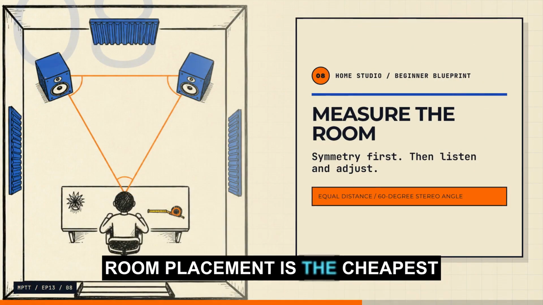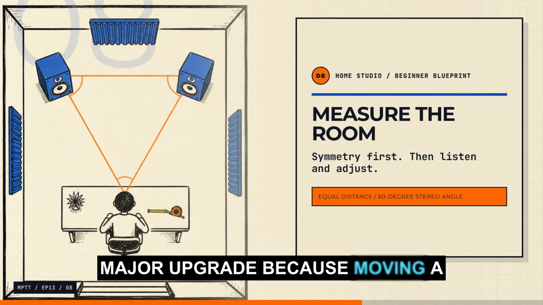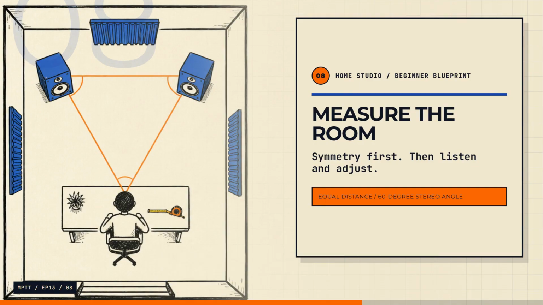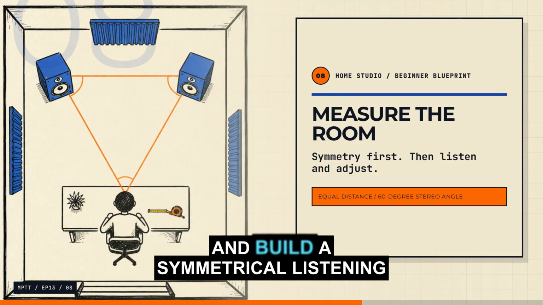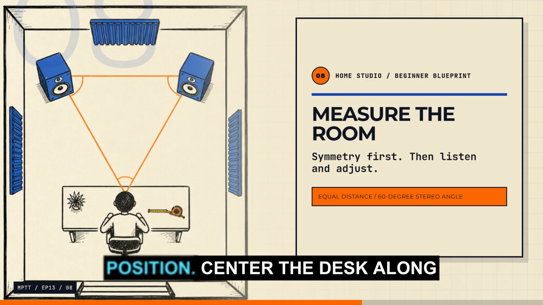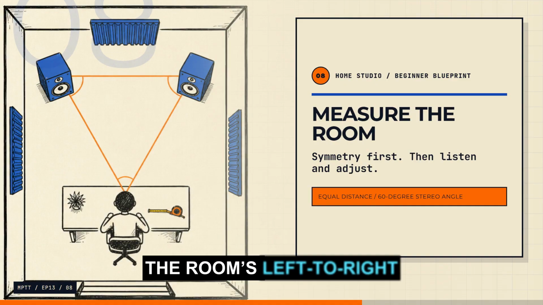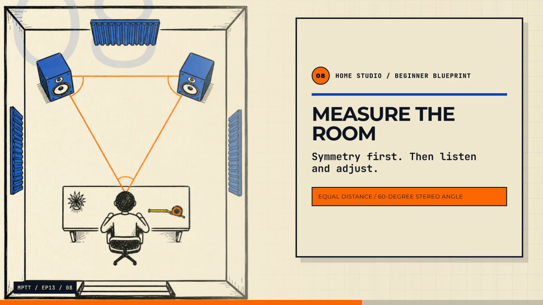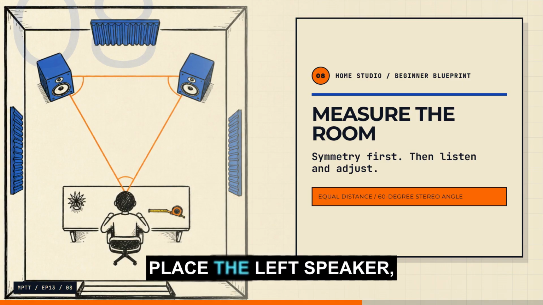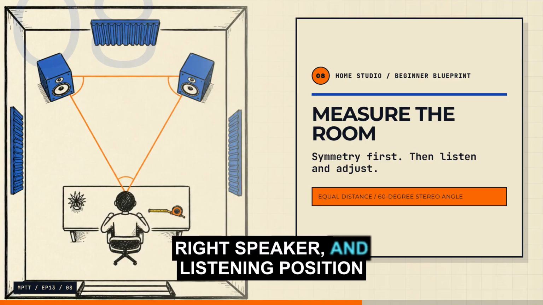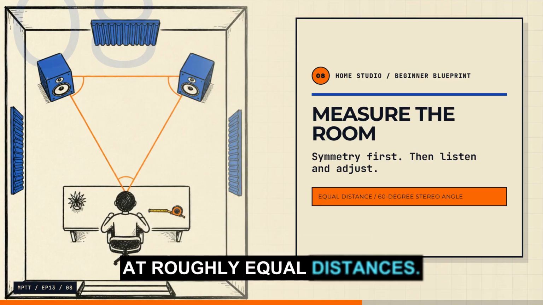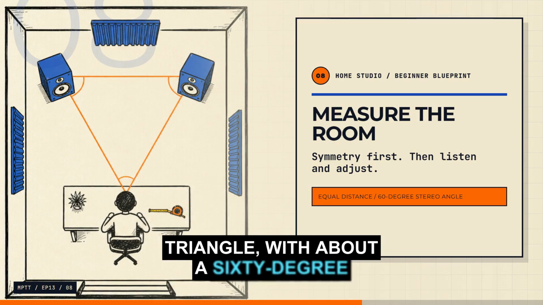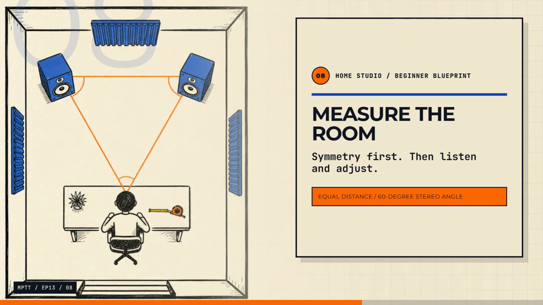Room placement is the cheapest major upgrade because moving a desk costs less than replacing the gear on it. If you have a choice, begin in a rectangular room and build a symmetrical listening position. Center the desk along the room's left to right axis, so the nearest sidewalls behave as similarly as possible. For stereo monitors, place the left speaker, right speaker, and listening position at roughly equal distances. That creates an equilateral triangle with about a 60-degree angle between the speakers from your seat.